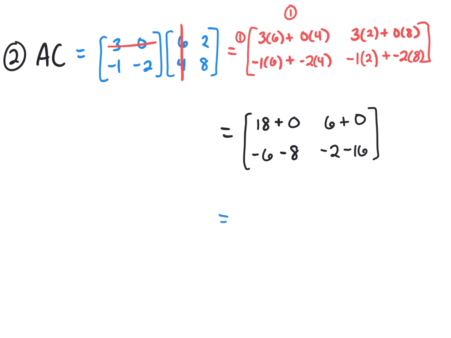Last thing we've got to do: simplify, add them together. What do I get for row 1, column 1? 18. Row 2, column 1. Negative 14. Row 1, column 2. 6. And then row 2, column 2. Careful, they're both negative, so that's going to turn into a negative 18.